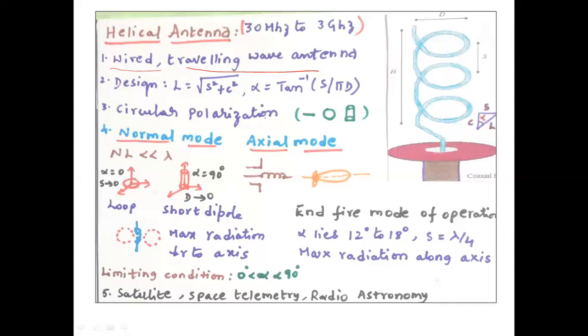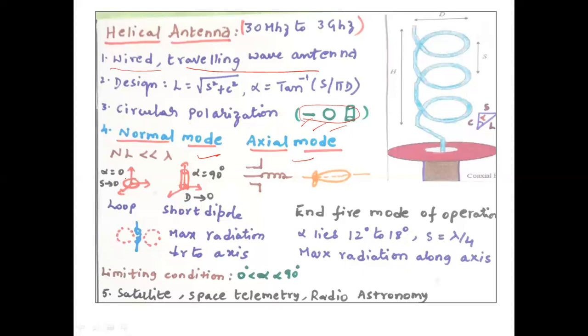Next, this helical antenna is capable of providing circular polarization. In this, three geometric forms are very, very important: straight line, circle, as well as cylinder. That means a single helix can transform into three different types of geometric forms. And helical antenna operates in two modes. One is normal mode of operation. Second one is axial mode of operation.